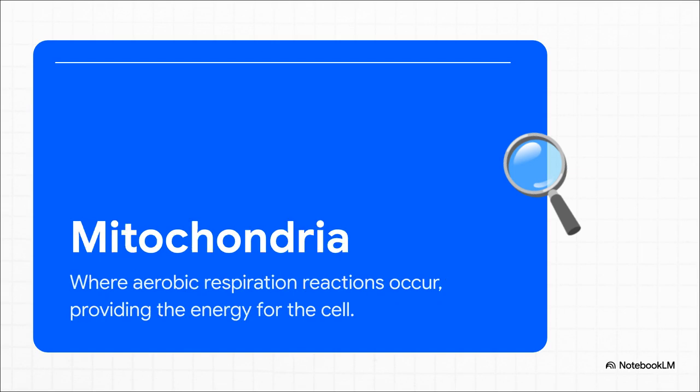Next up, the mighty mitochondria. These are the power plants of the cell. They perform this amazing process called aerobic respiration, which is basically just a super-controlled way of burning fuel, like sugar, with oxygen to produce enormous amounts of energy. Without these guys, the entire cell would just grind to a halt.